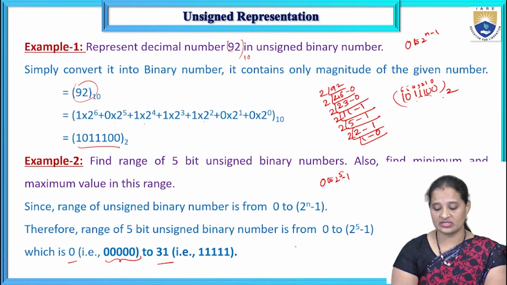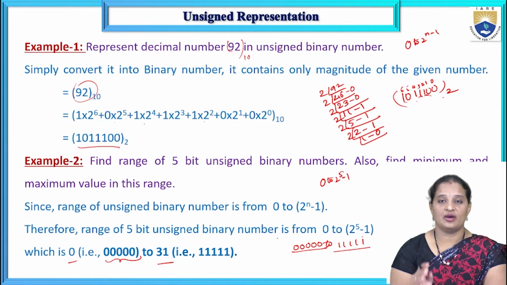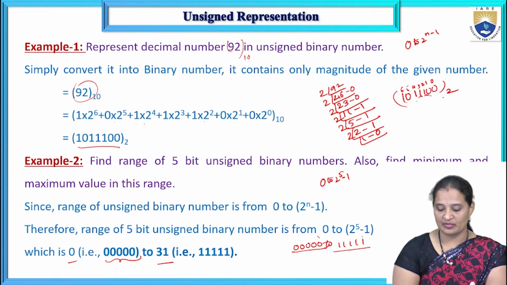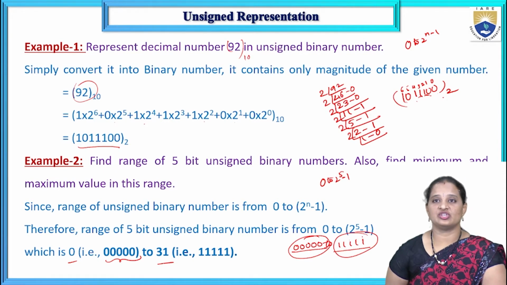How can 0 be represented in 5 bits? All zeros, 5 zeros. To 31: 31 means all 5 ones will give you 31. So it is 0 plus 1 plus 2, 3. 3 plus 4, 7. 7 plus 8, 15. 15 plus 16, 31. So these are the range of values of a 5-bit unsigned binary number. The minimum value is 5 zeros and the maximum is 5 ones. Okay, so this is the thing about unsigned representation.